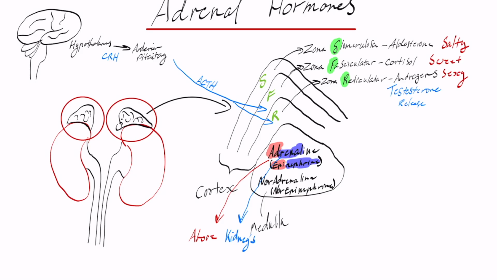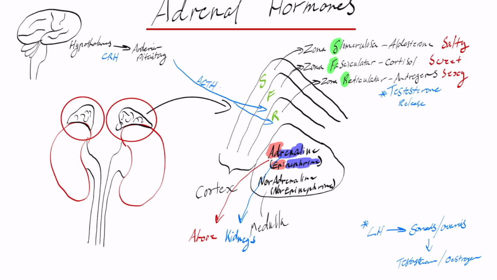It's important to mention here, though, that testosterone is also released from the gonads as well, but this is stimulated by luteinizing hormone. So luteinizing hormone will stimulate the gonads or the ovaries to release testosterone or estrogen. And luteinizing hormone also comes from the anterior pituitary gland.